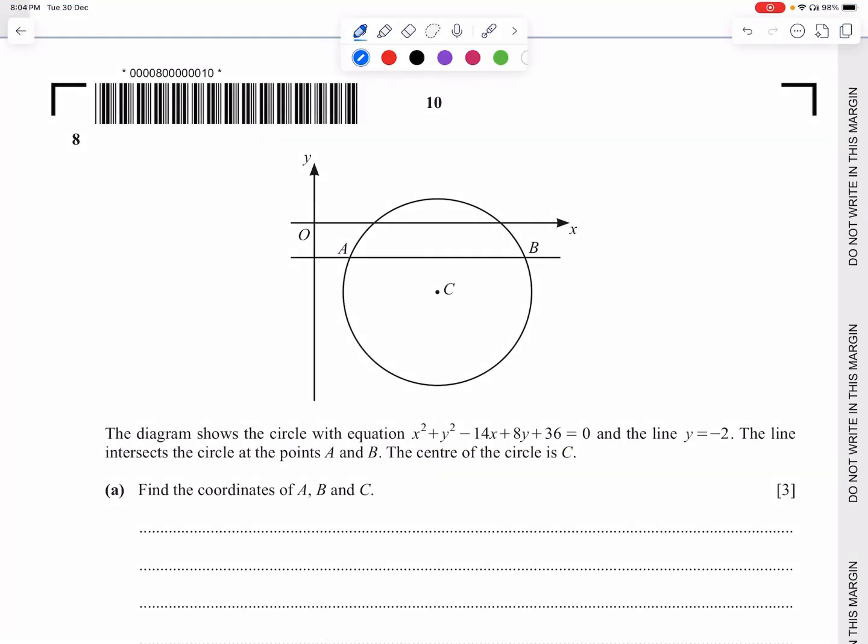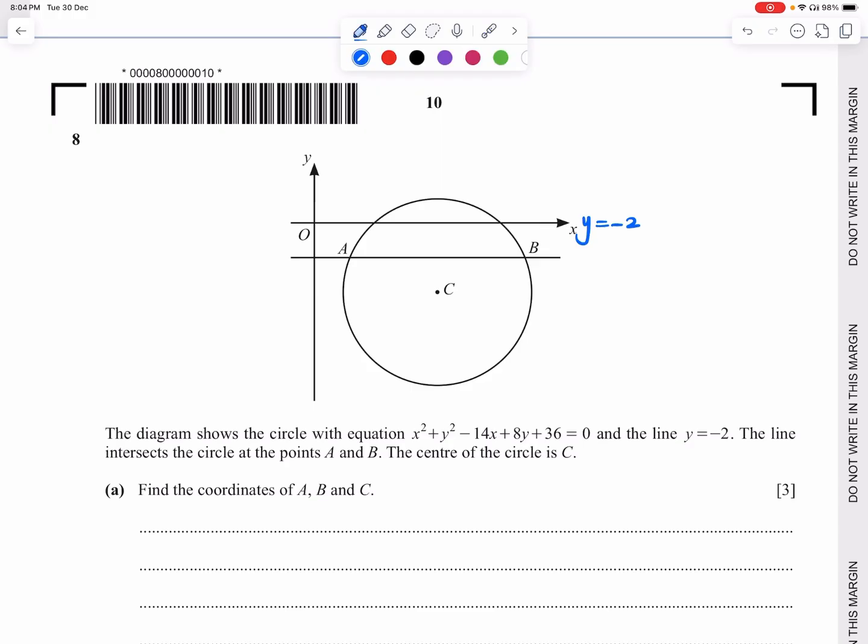Right, now moving on to question number 8. It says the diagram shows a circle with the equation this and the line y is equal to negative 2. So this is y is equal to negative 2. The line intersects the circle at the points A, B, and C, and the center of the circle is C. Find the coordinates of each of A, B, and C.